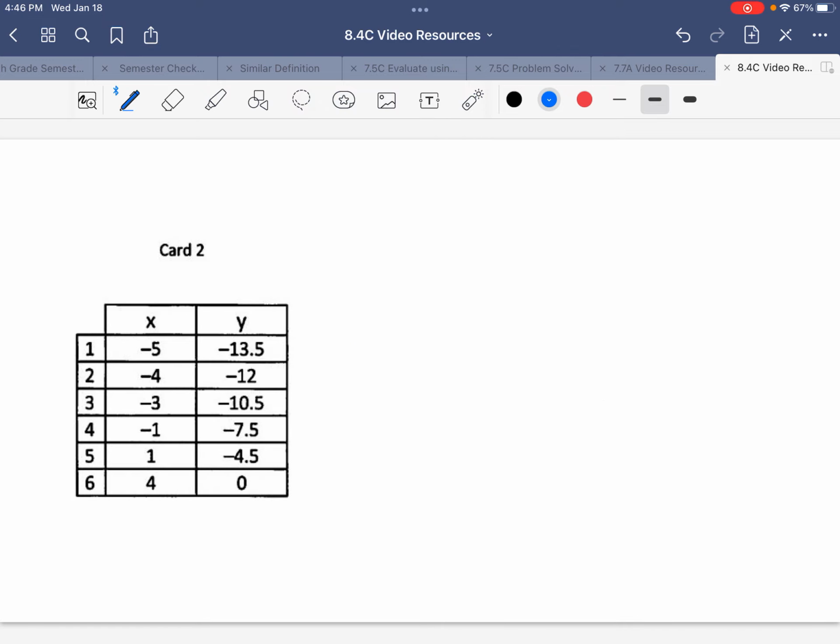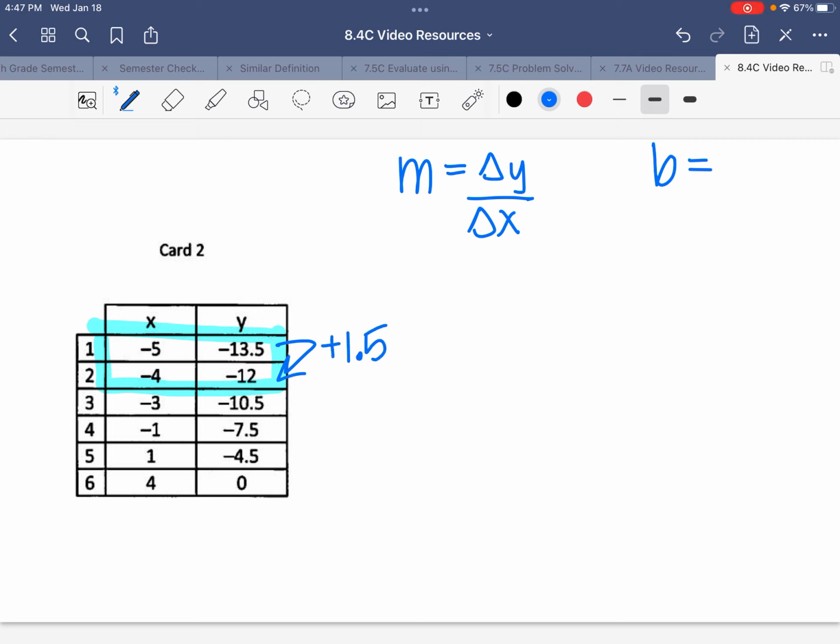And again, I want to find my slope and I want to find my y-intercept. Now, slope I know I can find by the change in y over the change in x. So how does y change as x changes? And if I look at my first 2 points right here, I see that I'm going from negative 13.5 to negative 12. So I see I added 1 and 5/10, or 1.5. And to x, as y increased by 1.5, x added by 1.